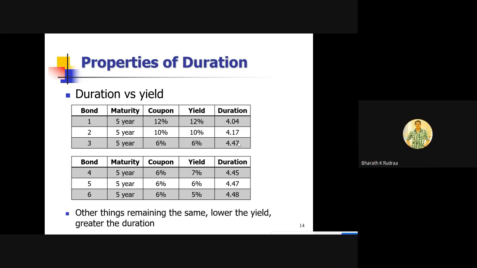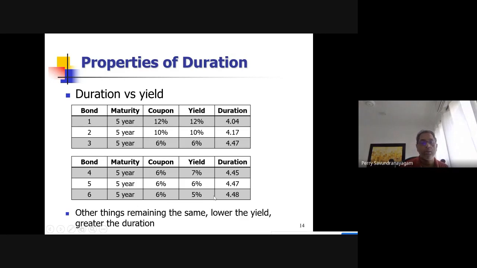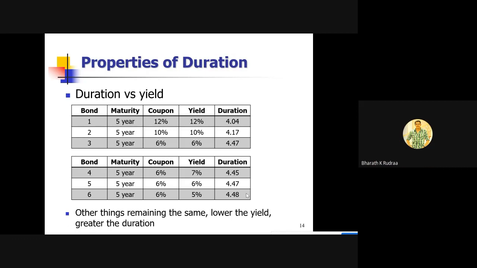Yes, sir. So if we look at that second table, the most profitable one will be the sixth one, no? That's correct. Depending on what happens with rates, yes. If the yield goes from 5% to 4%, this is the bond you want to own. Correct. Okay. Then same like that.